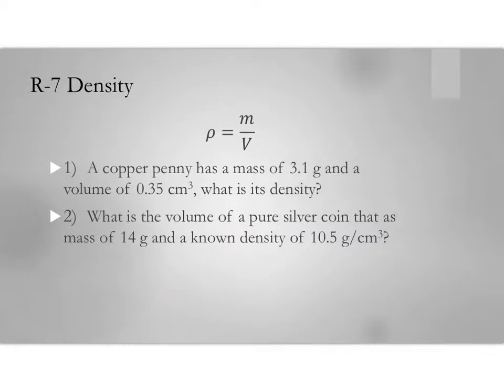All right, and then the last slide here on density has two problems. It says a copper penny has a mass of 3.1 grams and a volume of 0.35 cubic centimeters. What is its density? So let me move that up here. And we've got a mass. I always like to write everything I'm given. It helps organize it, and it makes things more clear when you're trying to do the problem.